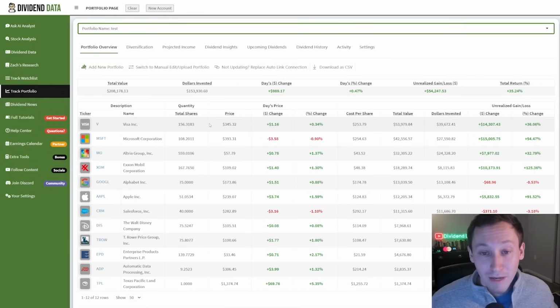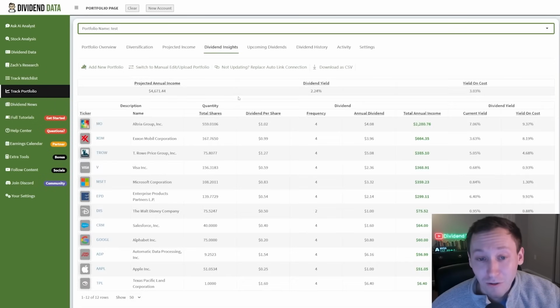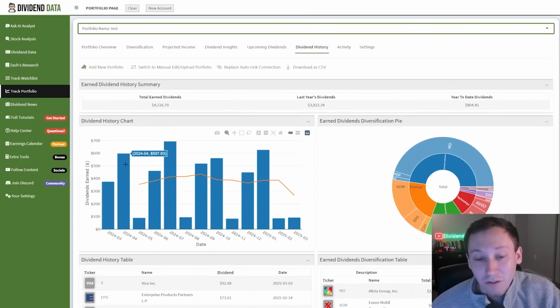So this is definitely the best way to link your account for most use cases. And then boom, you have instant access into tracking your projected dividend income, your dividend insights on your account, all great things which are not shown in your brokerage. And it even starts to track your earned dividend history over time as well. Exactly how far it goes back depends on your various brokerages.